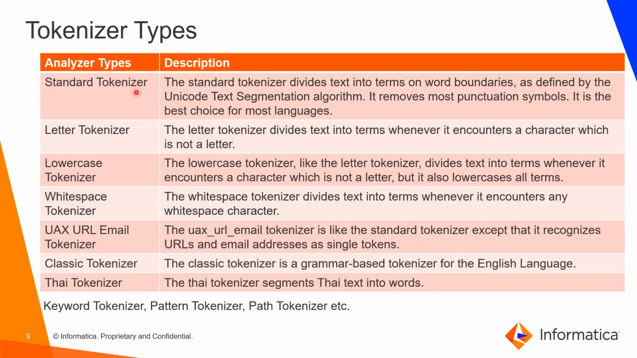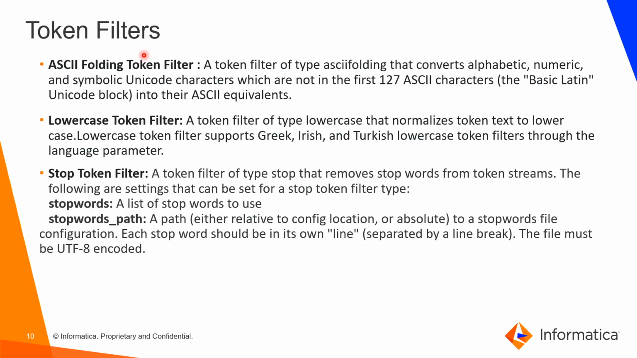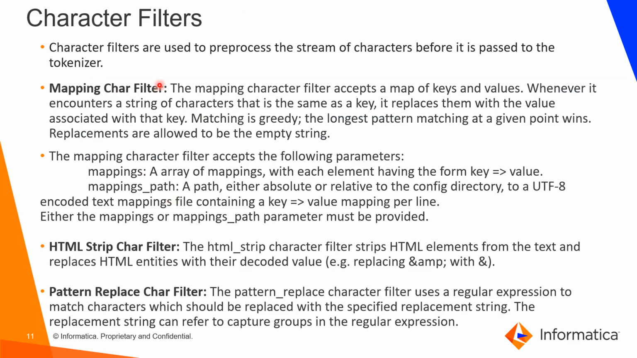Similarly, you have tokenizer types like standard, letter, lowercase, and whitespace. The UAX URL email tokenizer will recognize URLs and email addresses as a single token. Then there's classic for grammar, and Thai also, and there are other tokenizers too. Then there are token filters, which include ASCII folding, lowercase, and the stop token filter, and character filters like mapping character and HTML strip. With HTML strip, anything with HTML elements like body or head will be removed and entities decoded, so the ampersand entity AMP will be replaced with an ampersand, things like that. Pattern replace character filter again has to do with regular expressions.